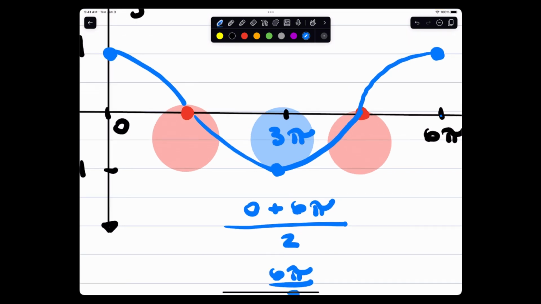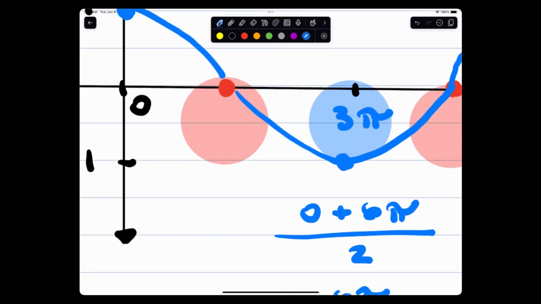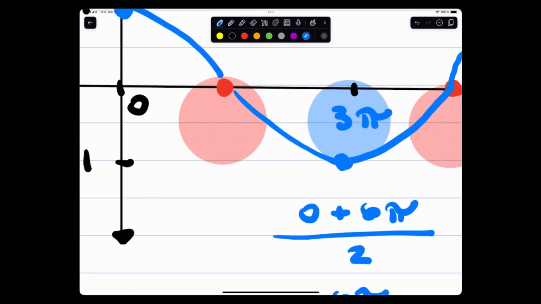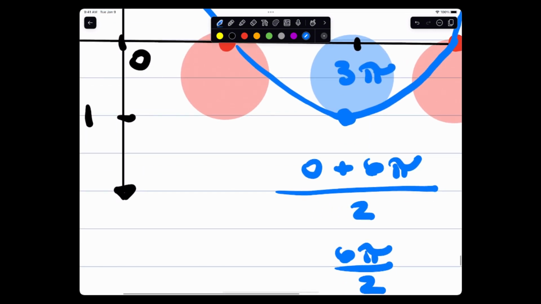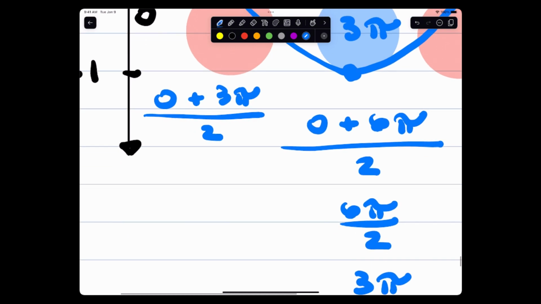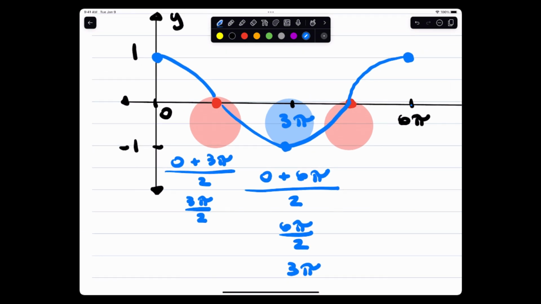Now, what's midway between 0 and 3 pi? Don't you add? Divide by 2. What's 0 plus 3 pi? This is now 3 pi over 2. So, ladies and gentlemen, that goes right here.